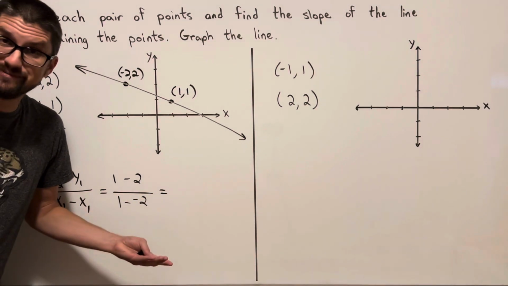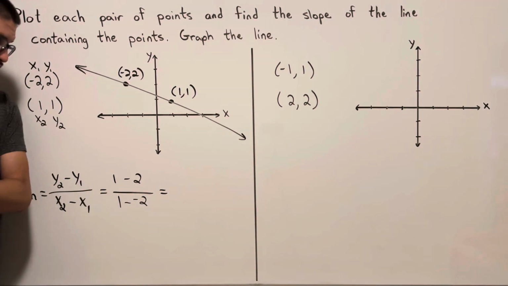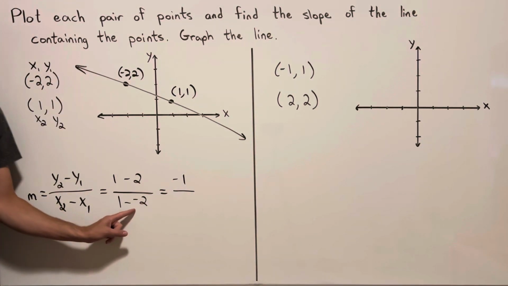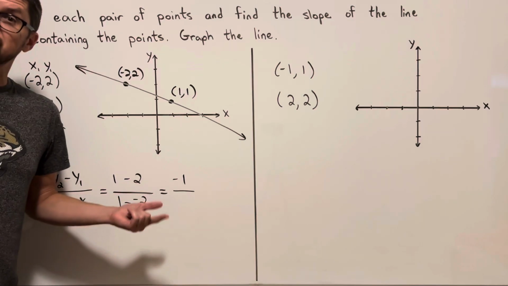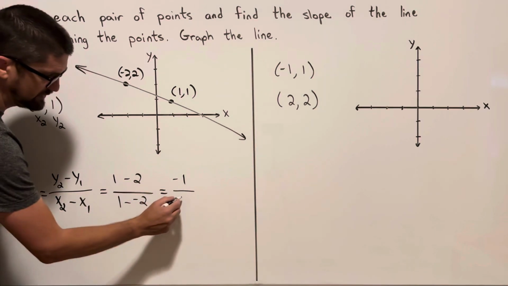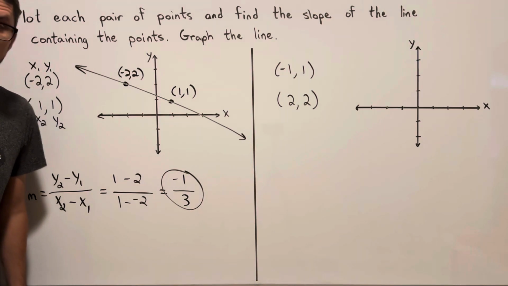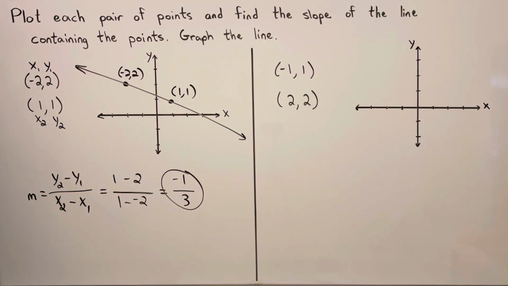And then to simplify this fraction, 1 minus 2 is -1. This is a double negative. 1 minus a -2, same thing as 1 plus 2, which is 3. So the slope here comes out to -1/3. Another way you can do it is rise over run.